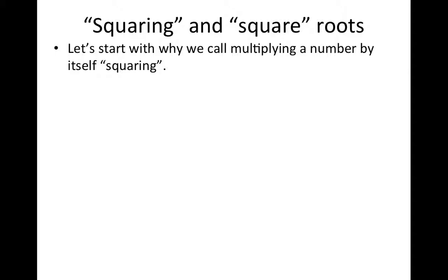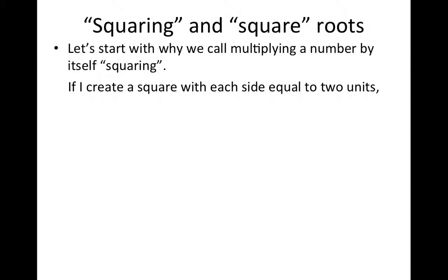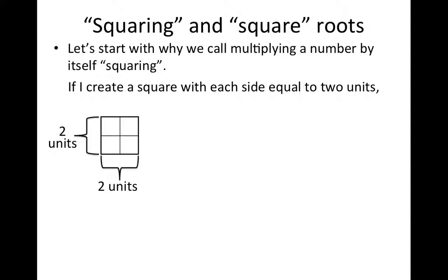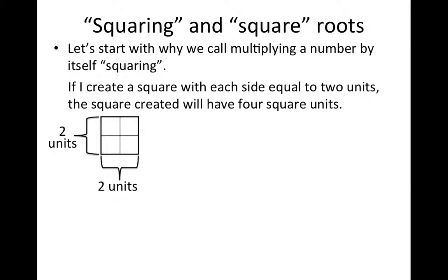Okay, so let's talk about squaring and square roots. So if I create a square that has 2 units on each side, so there's a square and it's 2 by 2, then I've created a square that has 4 square units. 1, 2, 3, 4. Therefore, we say that 2 times 2, or 2 times itself, is equal to 2 squared. Squared because it's like having a square of 2 units on a side. And we know that 2 squared equals 4.